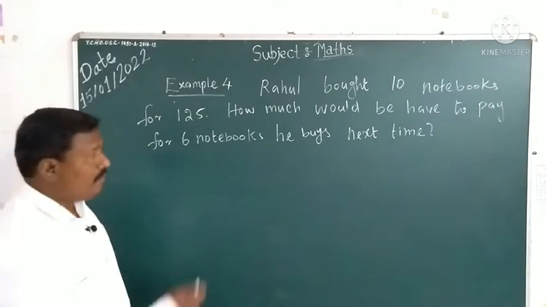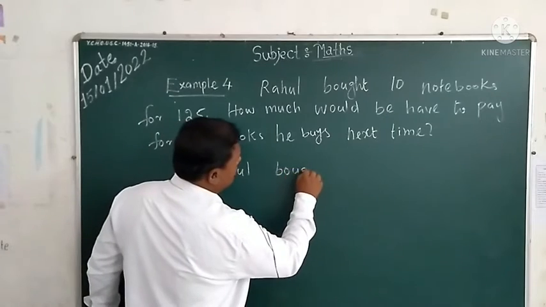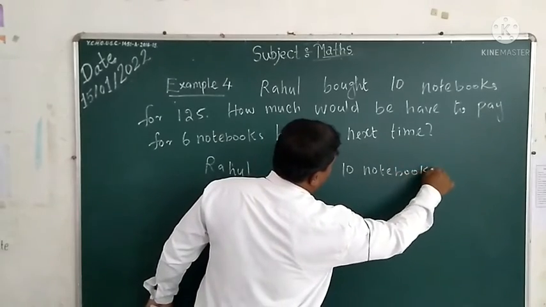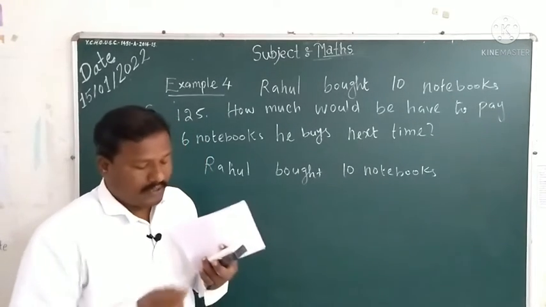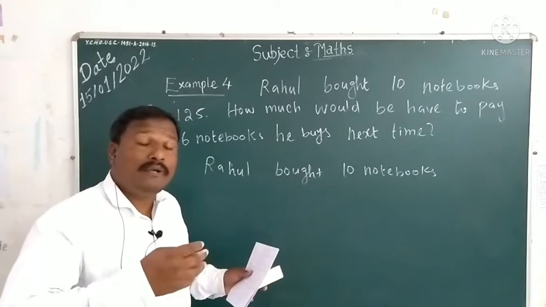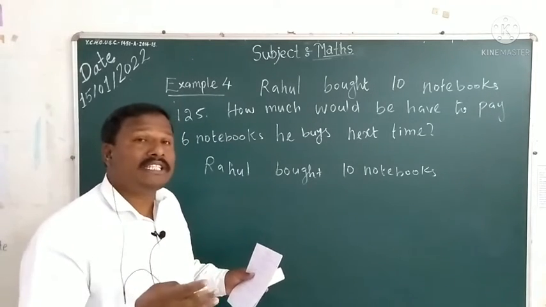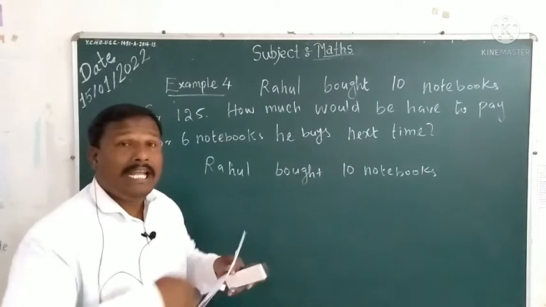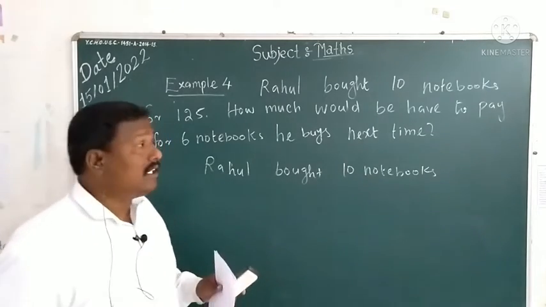Now see, Rahul bought 10 notebooks this time. Okay. Now currently he bought 10 notebooks. But now advanced thinking. Suppose he wants to purchase notebooks next time, 6 notebooks. Means how much will he pay? So he will calculate in advance. He wants to calculate in advance. So we will help him. Suppose he purchases 6 notebooks, how much will he pay? So we will calculate in advance.